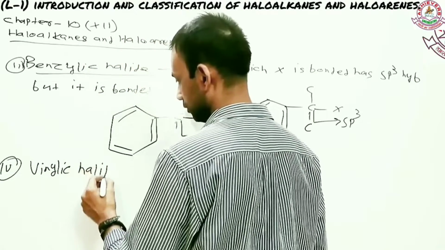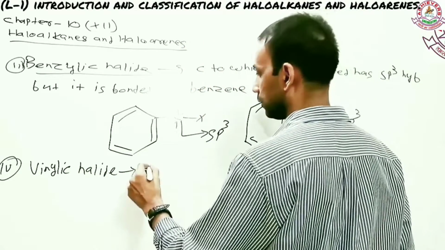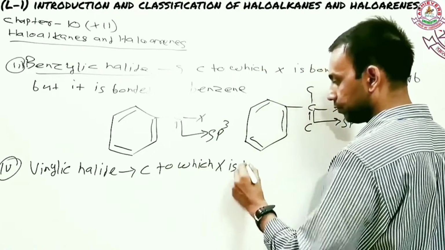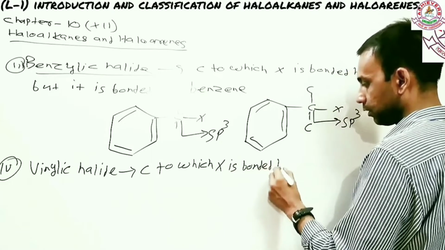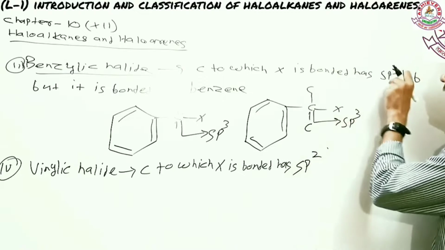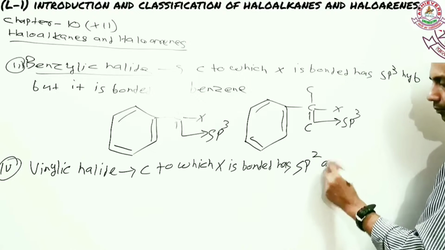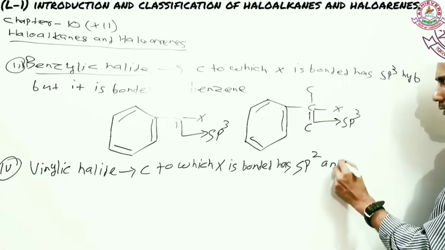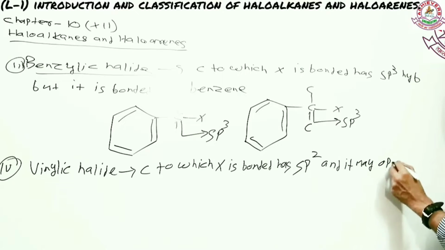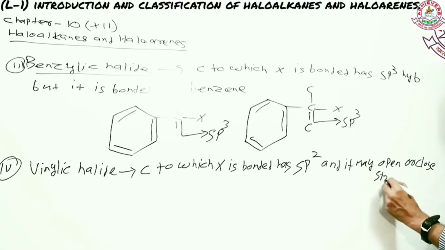Vinylic halide. Now you need to understand that the carbon to which the halogen is bonded has sp2 hybridization here. Now this is something important. Earlier it was only sp3, but right now it's going to be sp2 hybridization, and it may be an open structure or a closed structure, something like this.